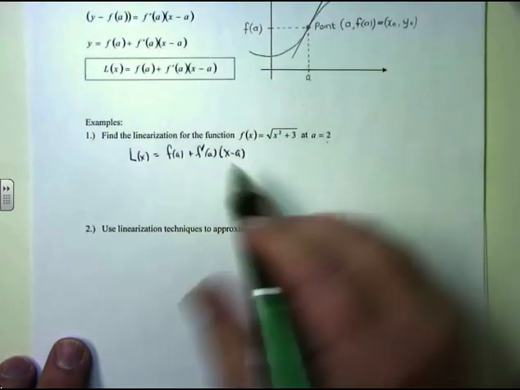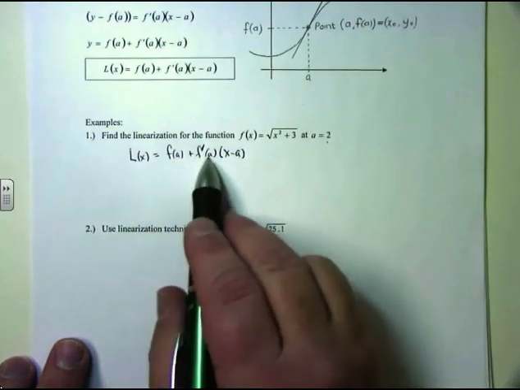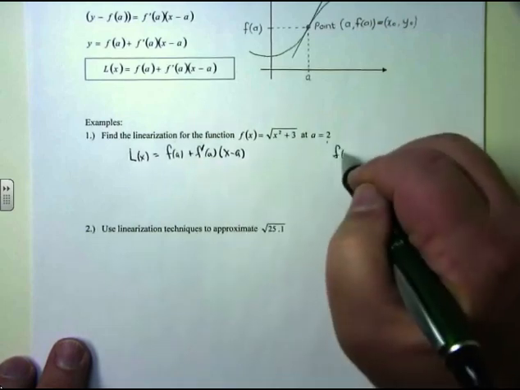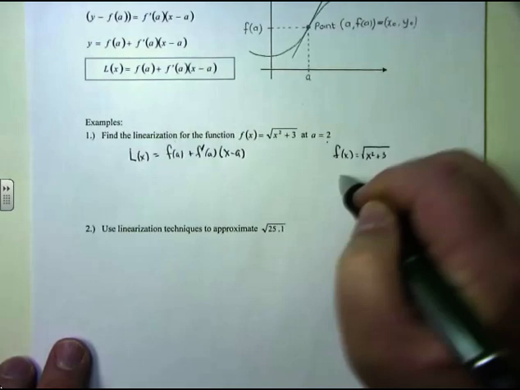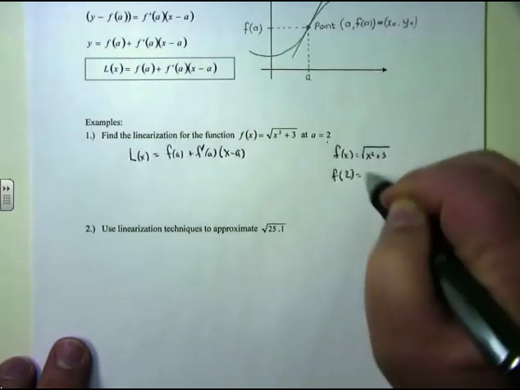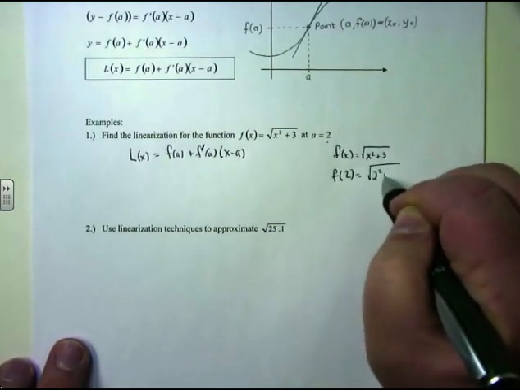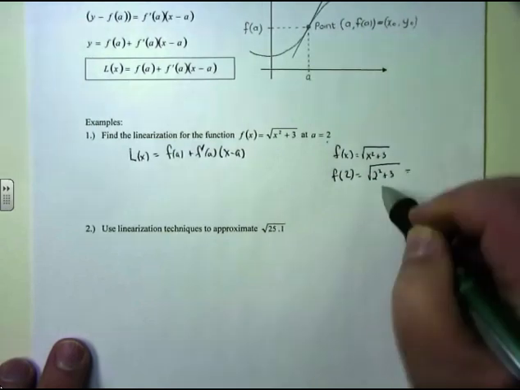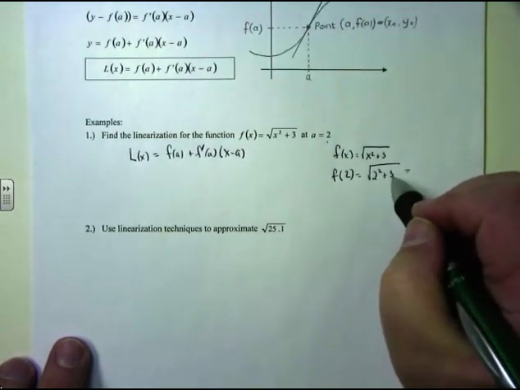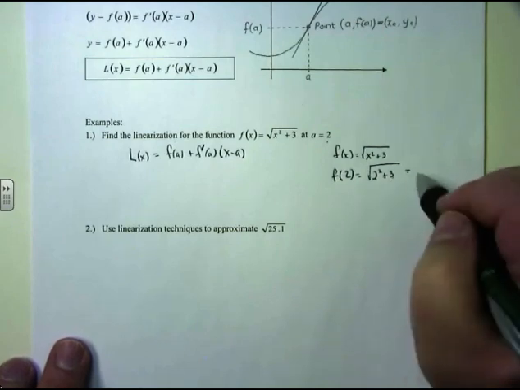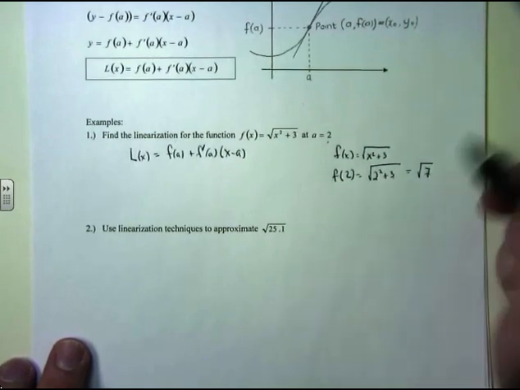But you've got to have two things. You've got to have f of a and f prime of a. Well, we got f of x. We've got the function, which is the square root of x squared plus 3. Let's find f of a. F of 2 would be the square root of 2 squared plus 3. Let's see here. 2 squared is 4, plus 3 is 7. So that would be the square root of 7.